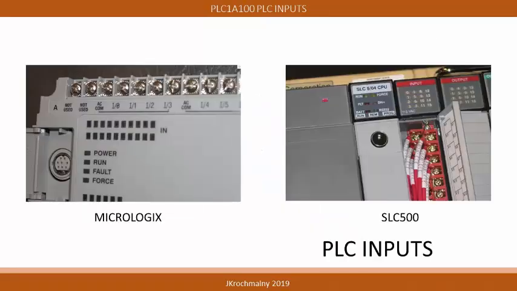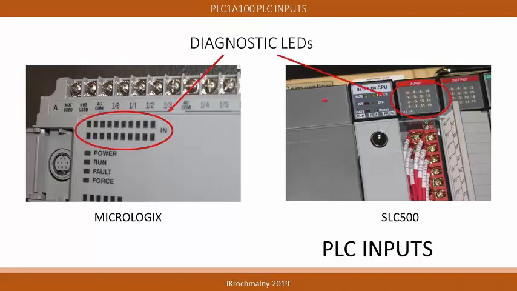The Micrologix PLC's input section is located at the top of the unit. The Allen Bradley SLC 500 has its input located in a separate module and can be replaced or repositioned in the rack. All PLC inputs will have diagnostic LEDs assisting technicians in their analysis of PLC operation. These LEDs are low voltage lamps that are either in an illuminated state or an off state.